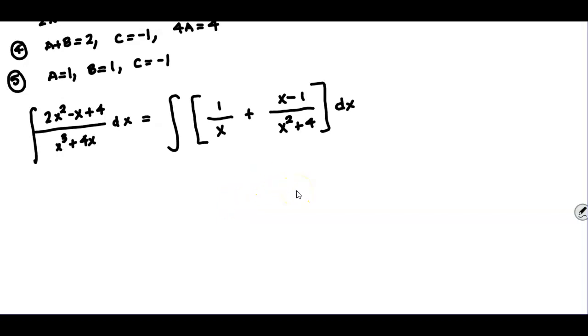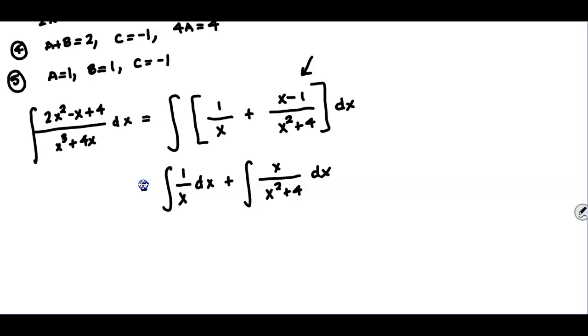Okay, so now we can rewrite this in terms of three fractions by splitting up the integrals. We're going to integrate the first term, which is 1 over x dx, plus the second term, where we split our two fractions with our two numerators. So we're going to get x over x squared plus 4 dx, and then minus 1 over x squared plus 4 dx.